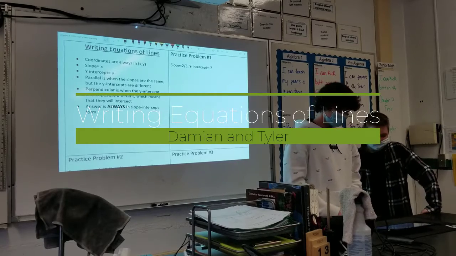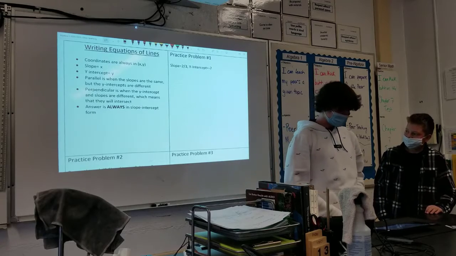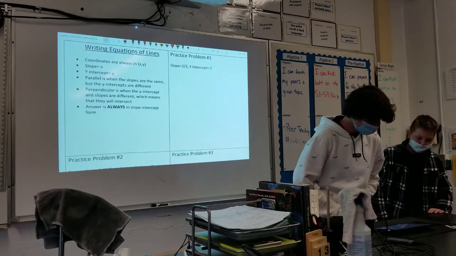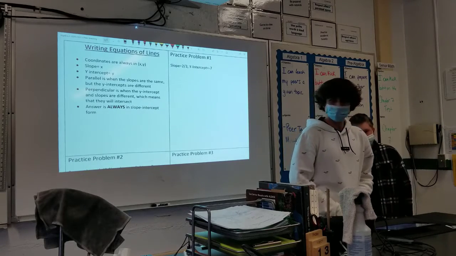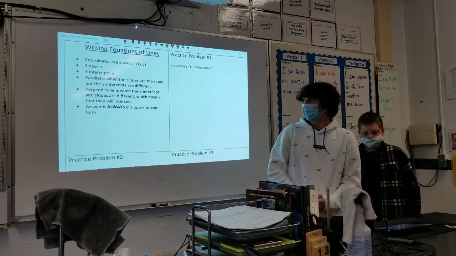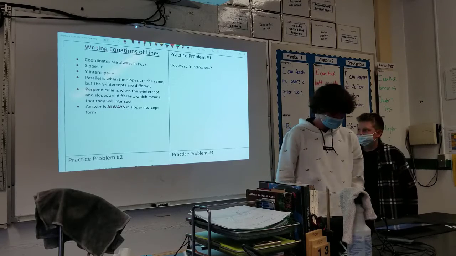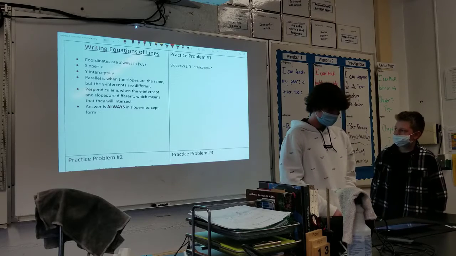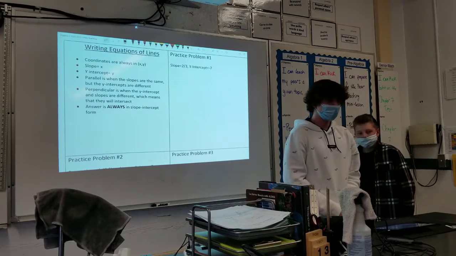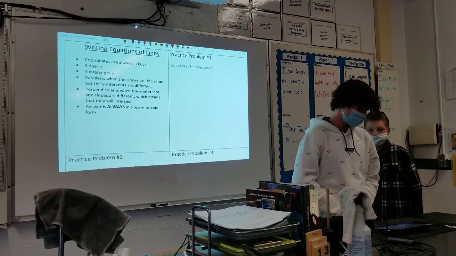So we have writing equations of lines, and here are some tips and tricks. Your coordinates will always be in x and y, and the slope will always be x, and your y-intercept will always be y. Parallel is when the slopes are the same, but the y-intercepts are different. Perpendicular is when the slopes are different, which means they will intersect. Your answer will always be in slope-intercept form.